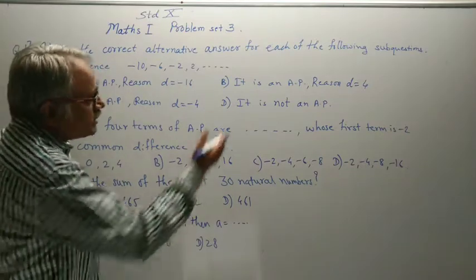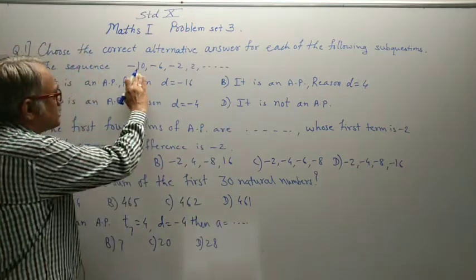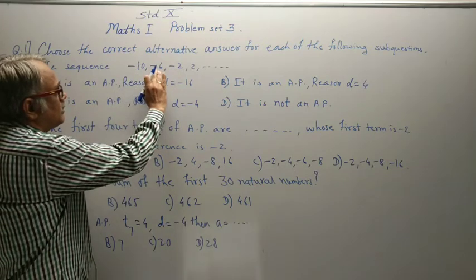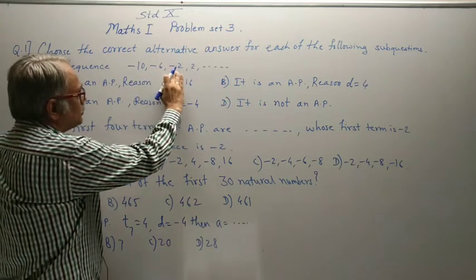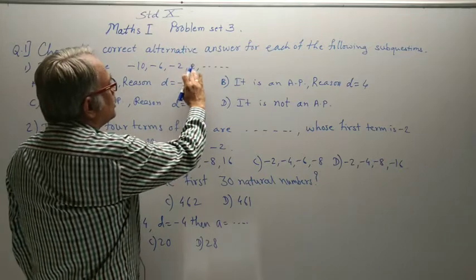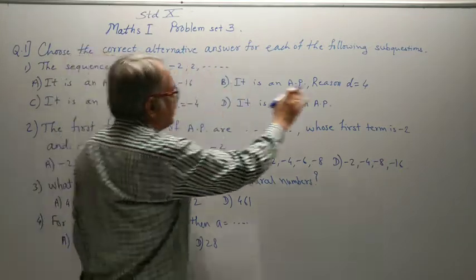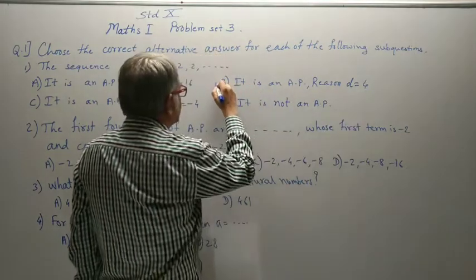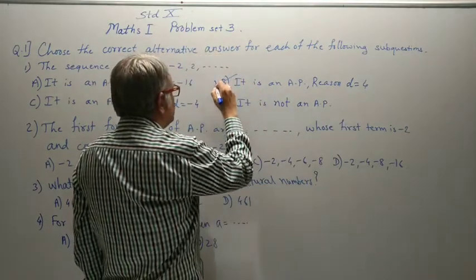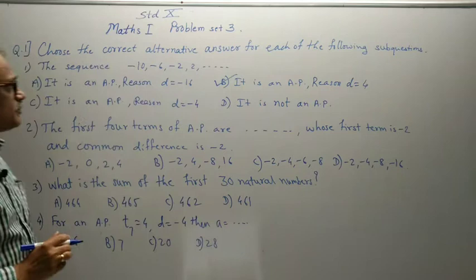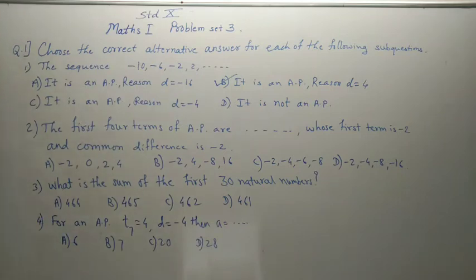Then we have to check whether D is 4 or not. -10 plus 4 is -6, -6 plus 4 is -2, -2 plus 4 is 2. So it is an AP. Every time the difference is +4. D is 4. So what is the correct alternative? B. How it comes, that is very important.